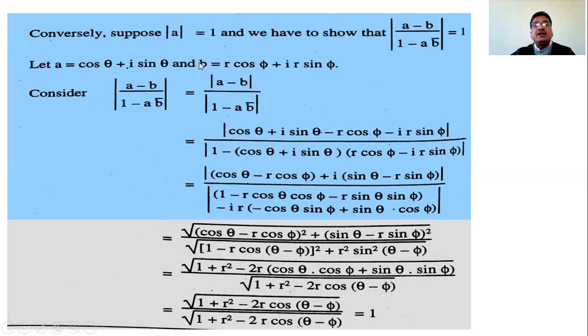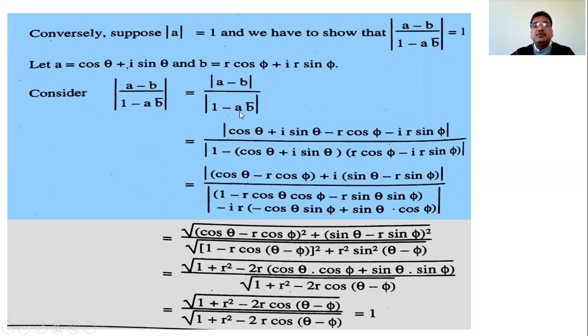And similarly, we assume b in polar form as r(cos phi + i sin phi), or if we multiply by r, then we have r cos phi + i r sin phi. Here is the theta notation, so use phi notation here, or either use theta 1 and theta 2. These a and b are two different complex numbers, and therefore their modulus and arguments are different. So this is the polar form of a and b, and then consider this.